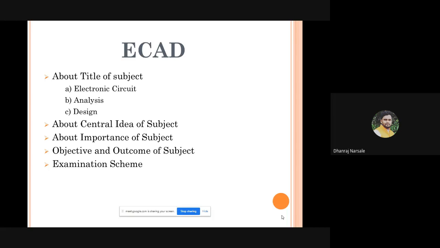Okay. In JFET, we have to see the construction and working of different types of JFET, that is junction field effect transistor. Okay, that is N channel JFET, P channel JFET.